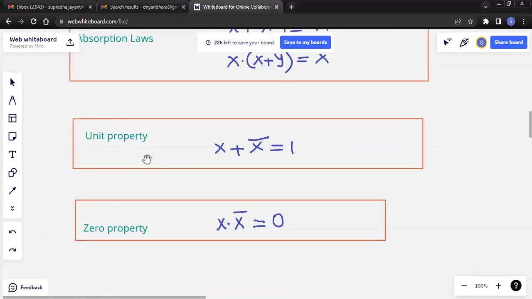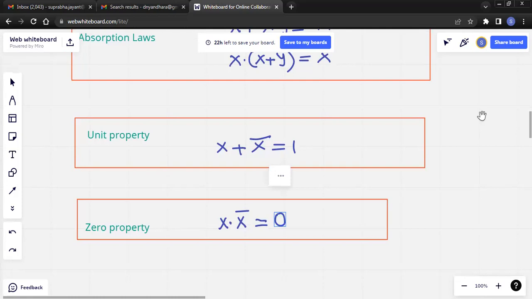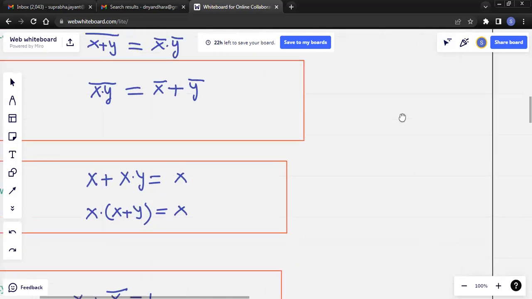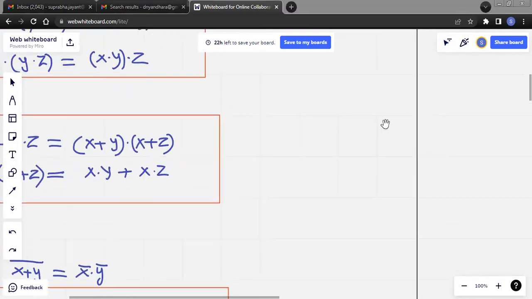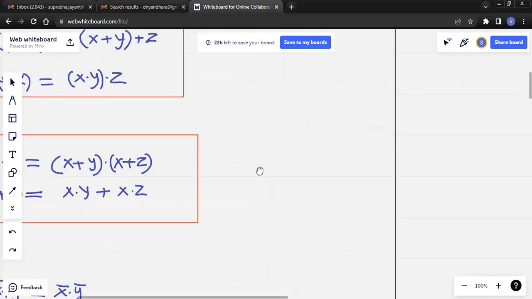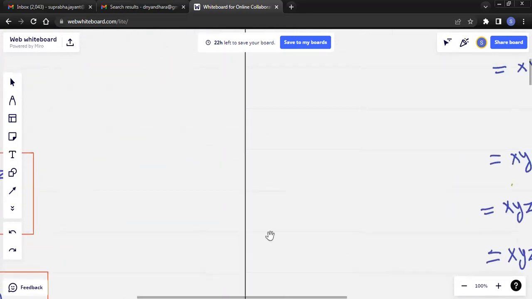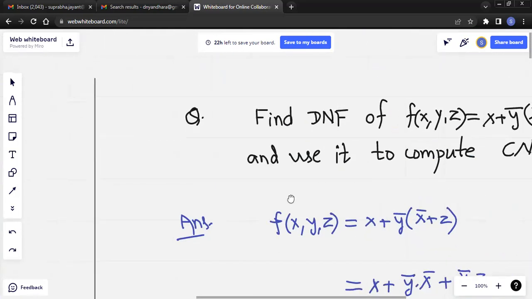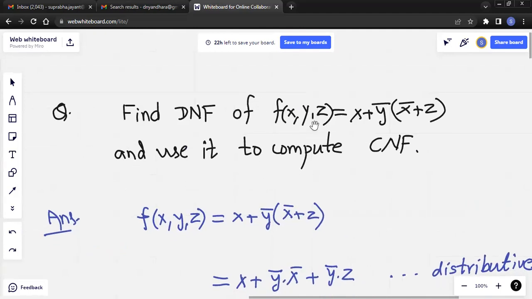Lastly, we will deal with unique property. X plus x bar: X plus its own complement is 1 and x into x bar is always 0. So these are the basic properties which we will be using in CNF and DNF. So now let us deal with two questions based on CNF and DNF. The first question says, find the DNF of f of x comma y comma z equal to x plus y bar in bracket x bar plus z.